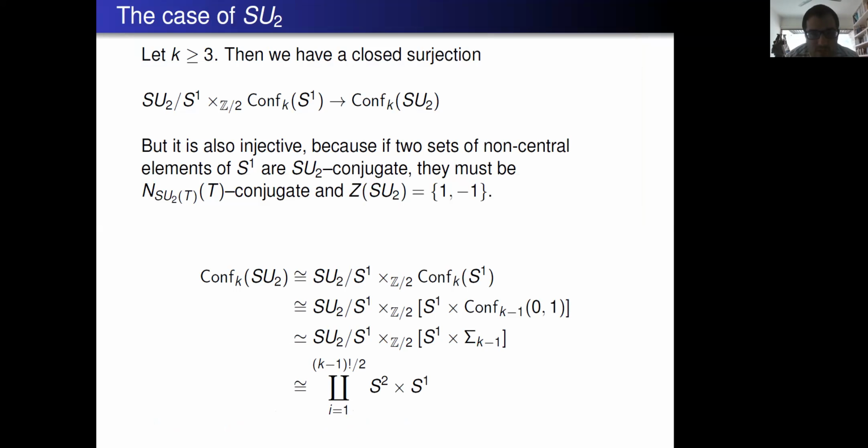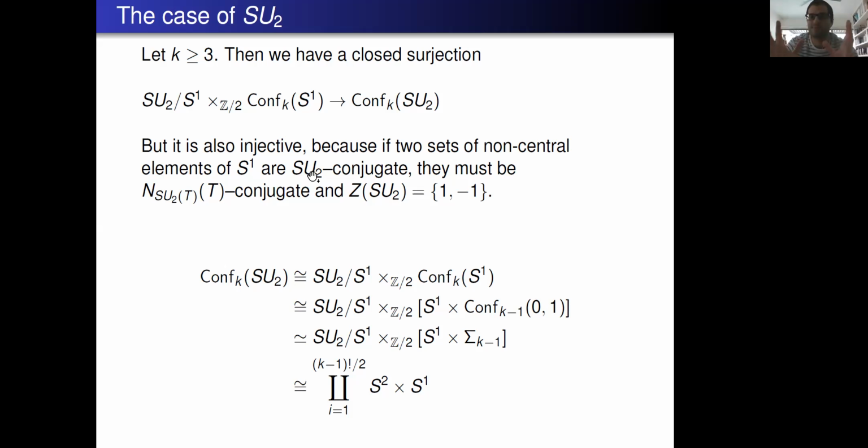Okay. So now I want to apply this to the case of SU2. In the case of SU2, when K is greater or equal than 3, you also have a closed surjection, because the result of Baer applies in this case. But not only is it a surjection, it's also injective. Because if two elements go to the same element here, it means that you have two sets of elements that when you conjugate them, they are the same, right? That they are conjugate in SU2.